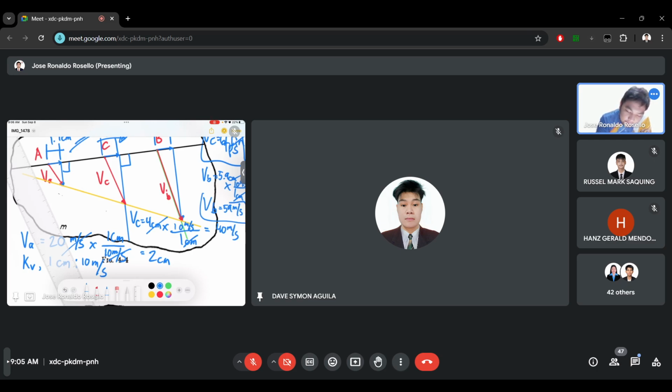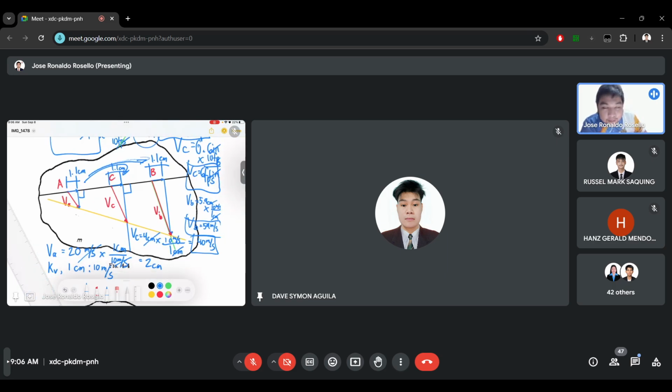So this is VB and this is VC. You can see how we are following the rules of the vector, meaning the longer the line, it has more magnitude. So VB has a longer vector because it has 59 meters per second. It has higher velocity than the others. So any clarification for this example?